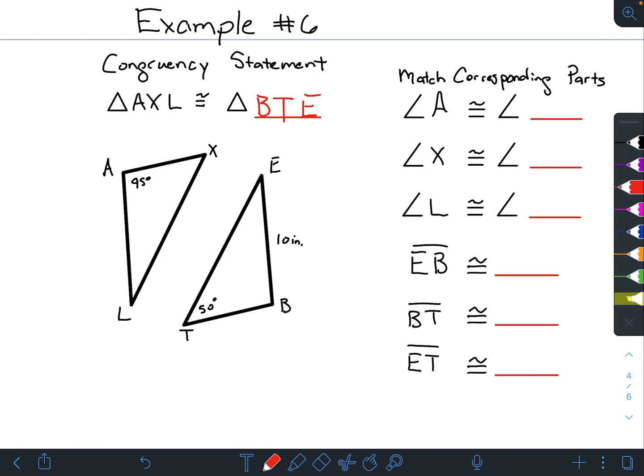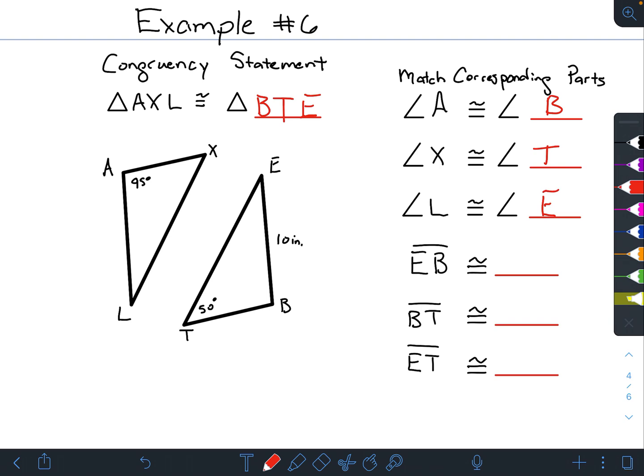So in other words, over here, where we're looking at finding angle A is congruent to, it's basically wherever A is, its congruent corresponding part is in the same position. So this would be B. So angle A is congruent to B because they're both the first letters. X will be congruent to T because those are the middle letters, and L is congruent to E. Those are the last letters in those two names. Okay, so it should be fairly easy.